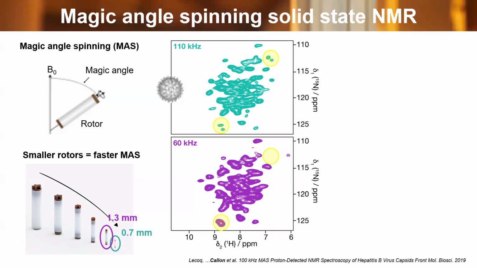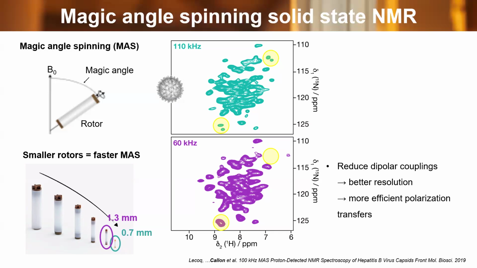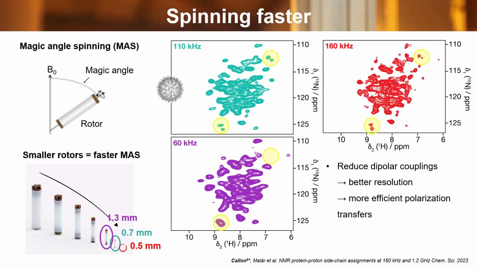And you see that spinning faster increases your resolution and your signal. And this is because the faster you spin, the better your dipolar couplings, the ones that broaden your NMR lines, are averaged out, so you obtain narrow lines and better resolution. And also, when you spin faster, you increase your relaxation times, so you get more efficient polarization transfers between the nuclei, so you gain in signal. And actually, even smaller rotors exist, 0.5 millimeter or 0.4 millimeter rotors that you can spin at 160 kilohertz, and you can see here an example that you increase your resolution and your sensitivity even more.